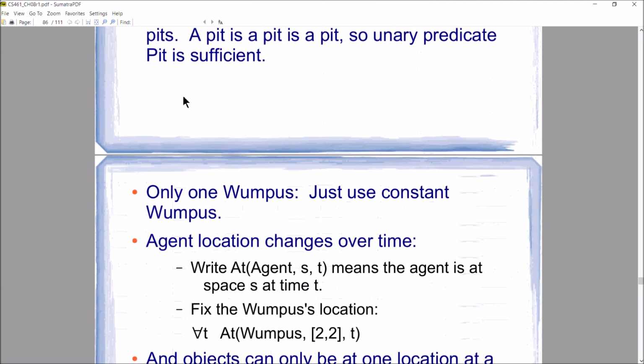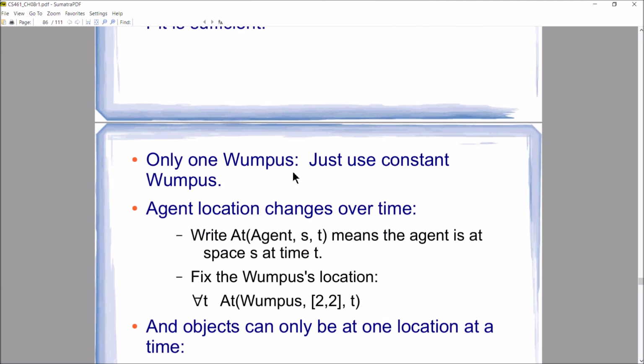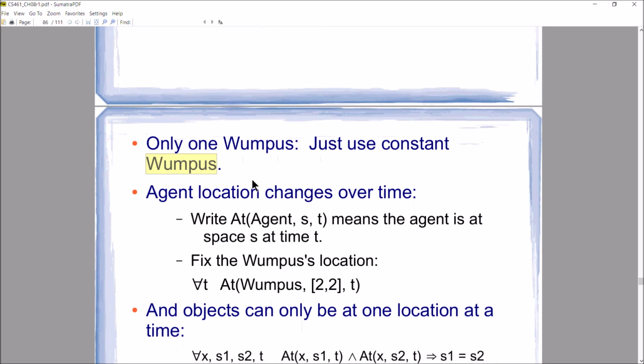Now just finish this off with a couple more little points here. So there's only one wumpus, so you can just have a constant wumpus. Now the agent location is changing over time. Okay, so you can say, well, at. So what is this? So this is saying that the agent is at some square s at time t.